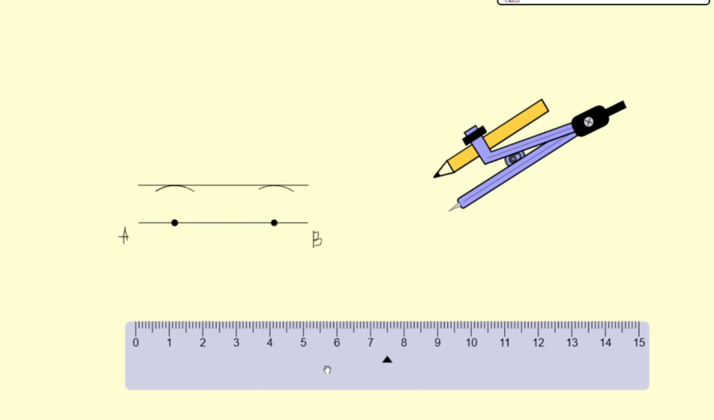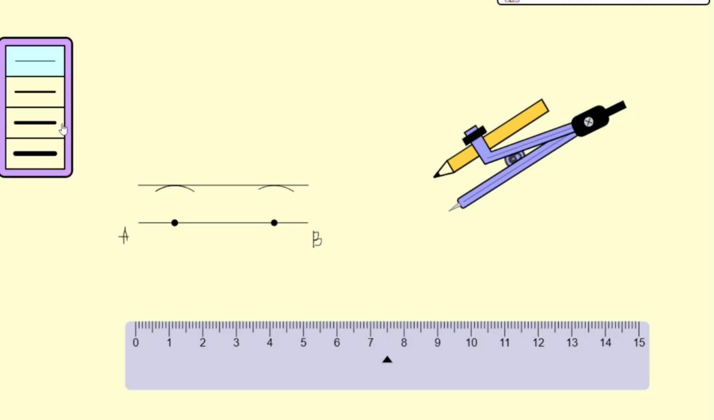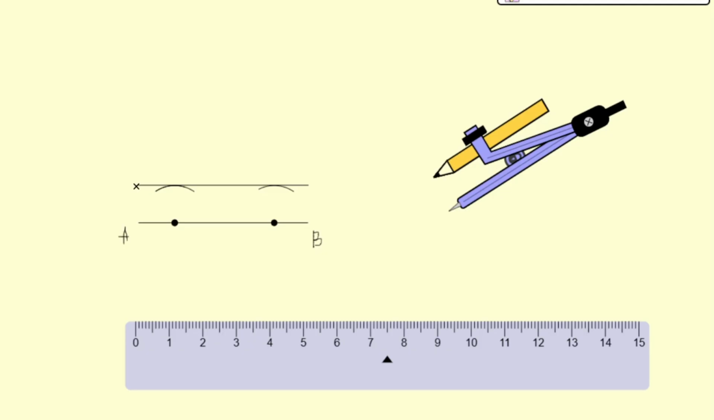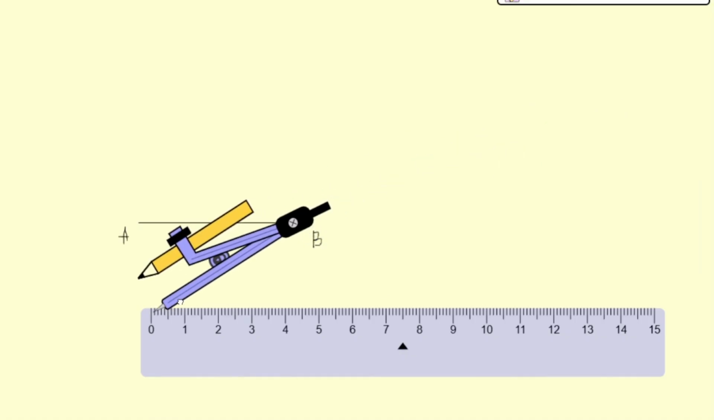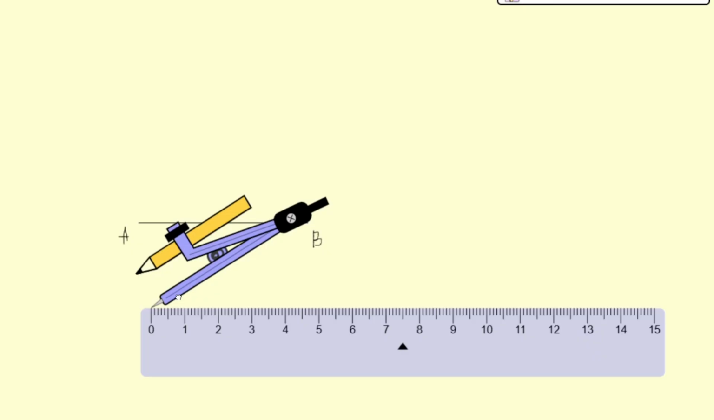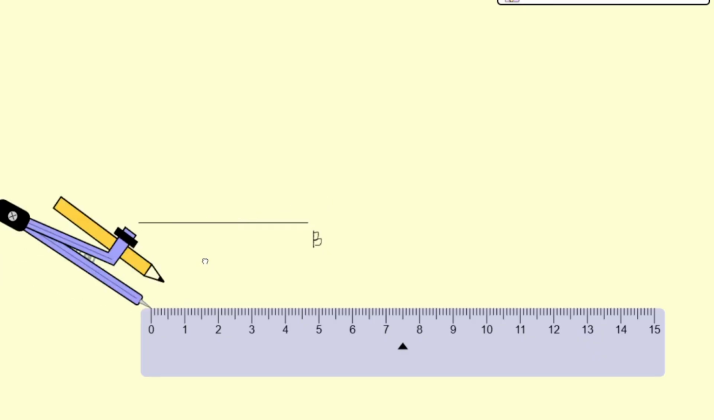Now, what if the question asked you to get these lines a specific distance apart? It's quite simple, and I'm going to show you. As usual, we have to darken the lines. So I'm going to show you how to do that. If the question asks you to get parallel lines that are 4 centimeters apart, or let's say 35 millimeters apart.